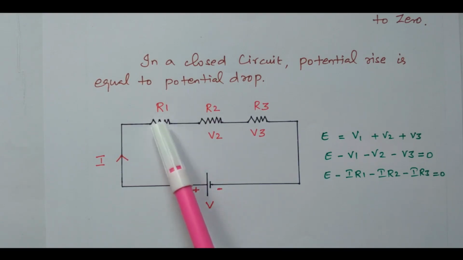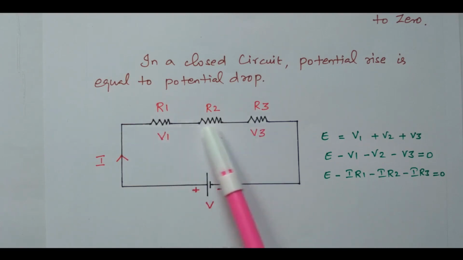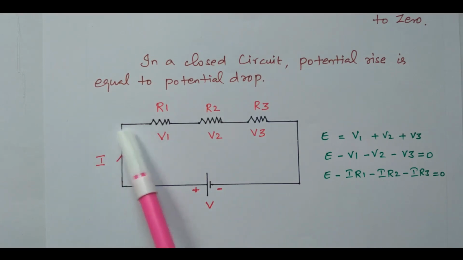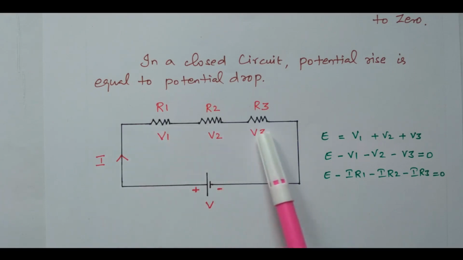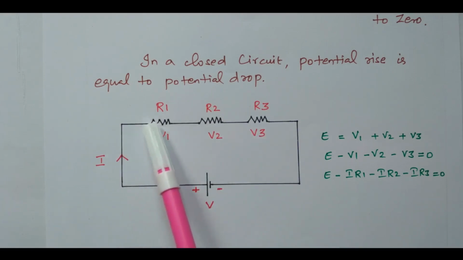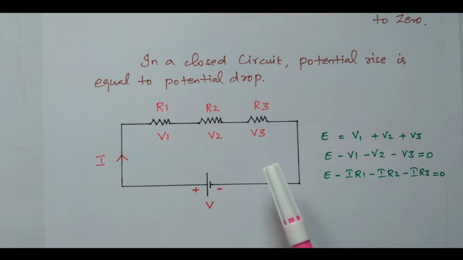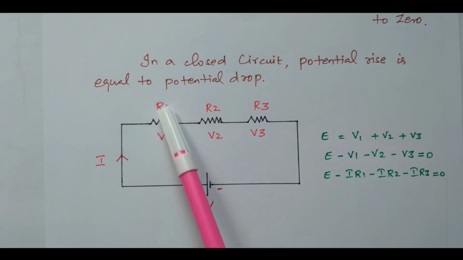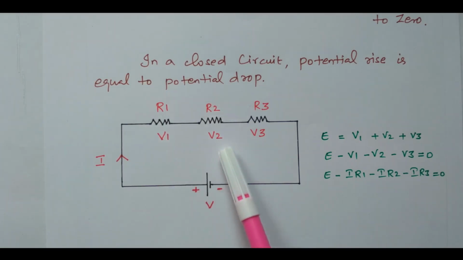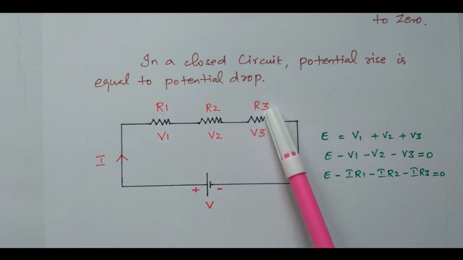Right? R1, R2, R3, three resistors are connected in series, energized by the voltage V. This I is the current flowing through the closed circuit. Because the three resistors are connected in series, the same current I is flowing through all three resistors. The voltage drop across R1 is V1. The voltage drop across R2 is V2. The voltage drop across R3 is V3.